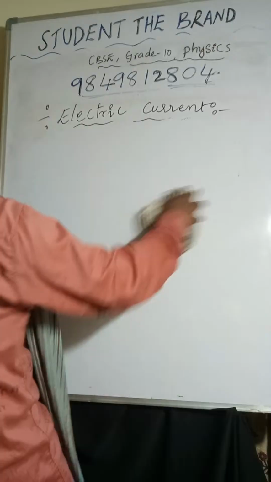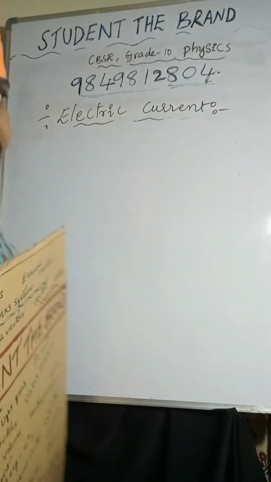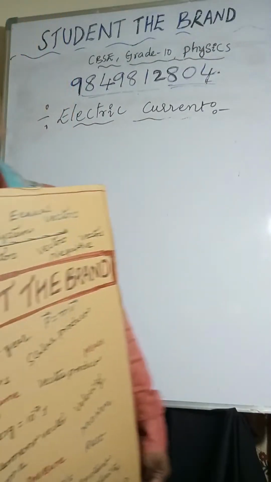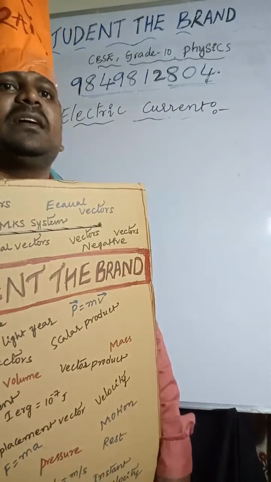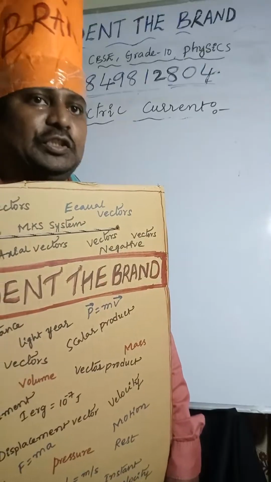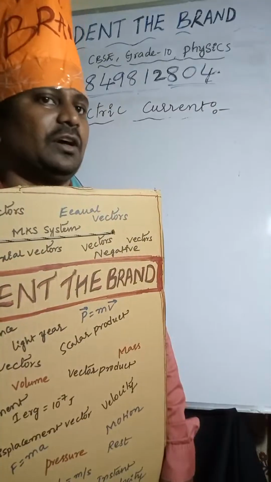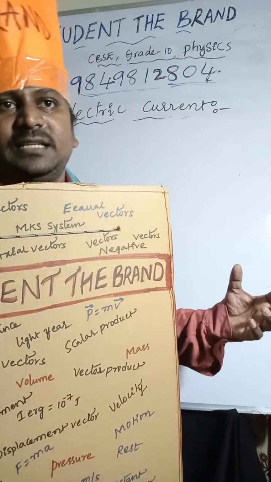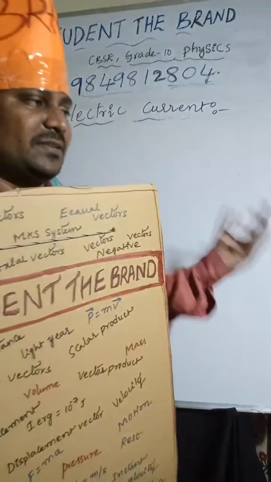Resistance is the phenomenon of opposing the electric current. The SI unit of resistance is ohm, and a resistor is a device which is used to oppose the electric current. I hope it is very clear. So that is about resistance and resistor.